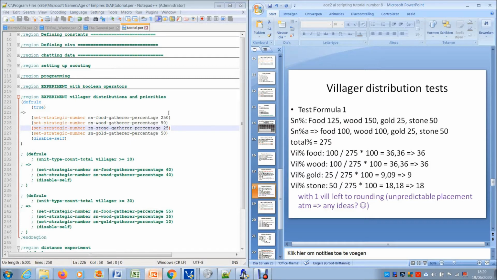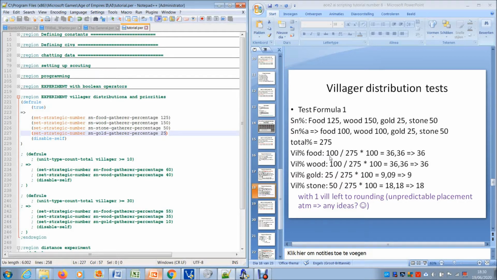So what we'll do is put food at 125, wood at 150, stone at 50, and gold at 25. We save. This means that the actual percentage taken into account to calculate further is food 100, wood 100, gold 25, stone 50. The total of these percentages is 275.